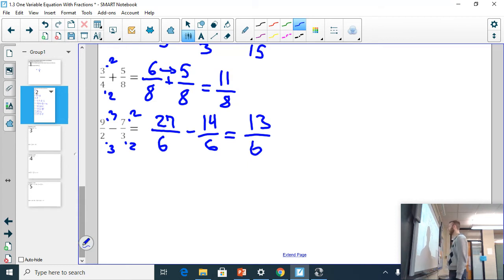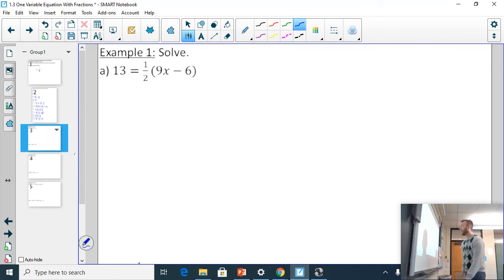And then all over 6. And so that should be kind of like a quick review on how fractions work. If we're not comfortable with them, we should get comfortable with them. And so here's our first example to solve.